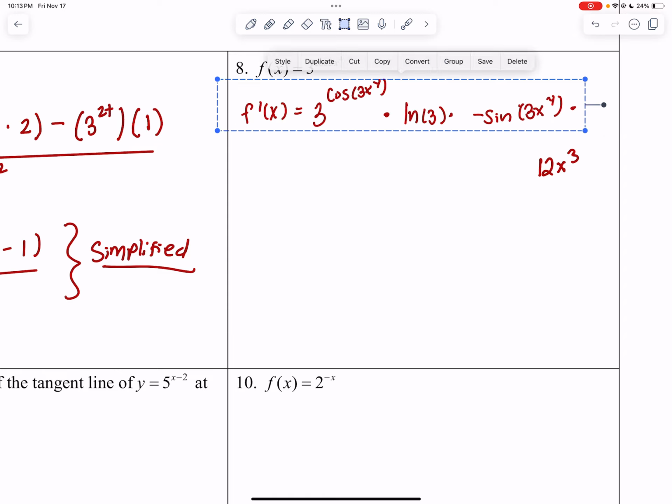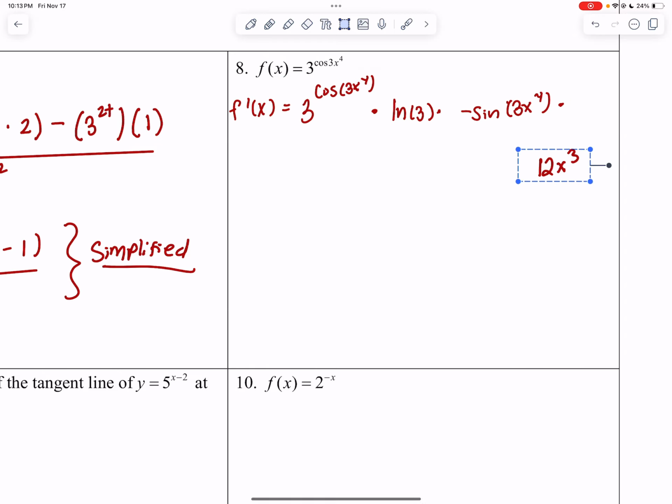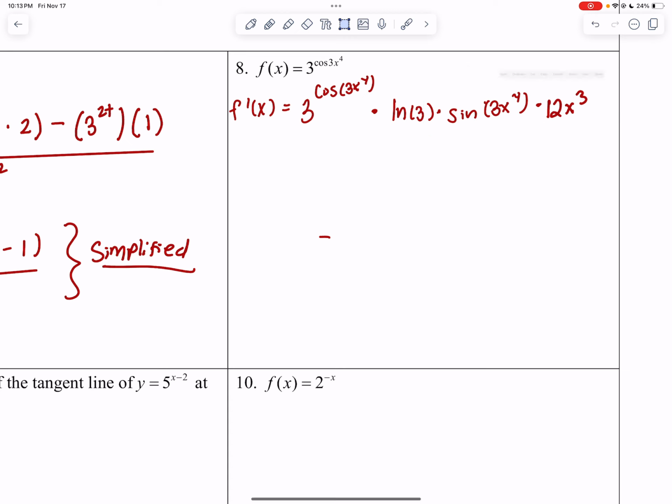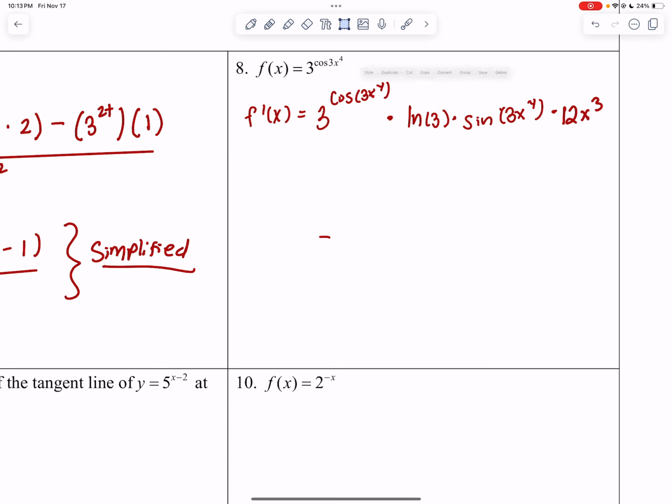So if I were to clean this up a little bit, oops, you would get this lovely derivative right here. Honestly, they're not bad whenever we're taking the derivative. It's just like you gotta remember the chain rule for these.